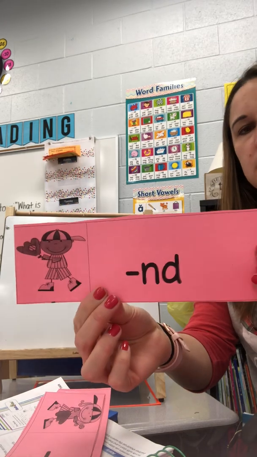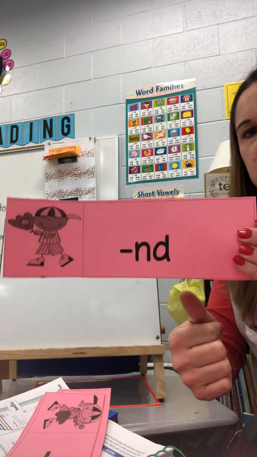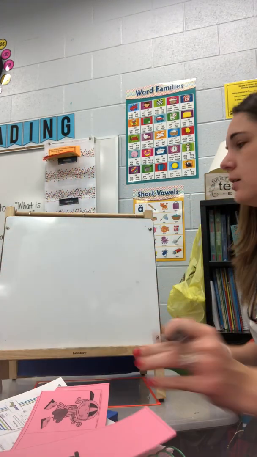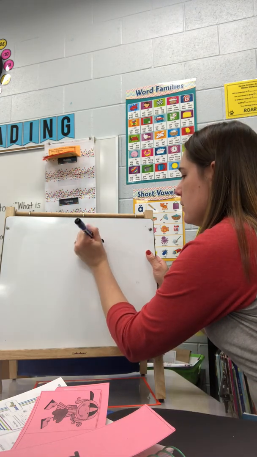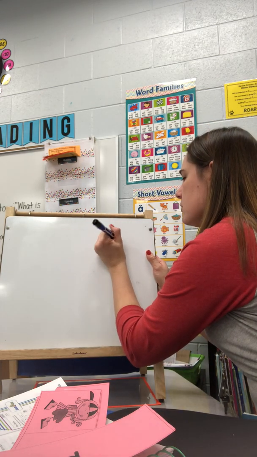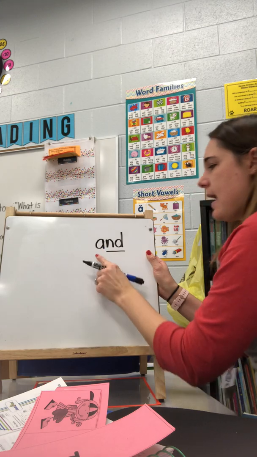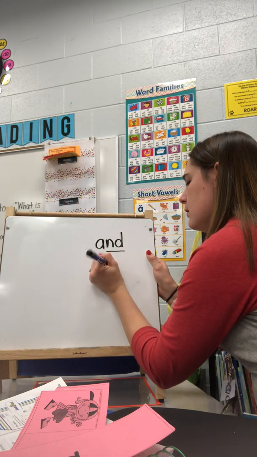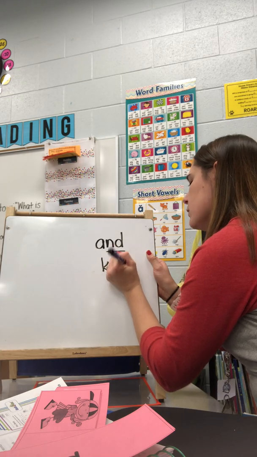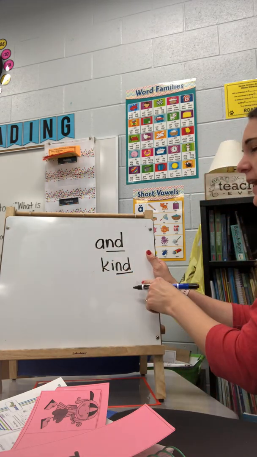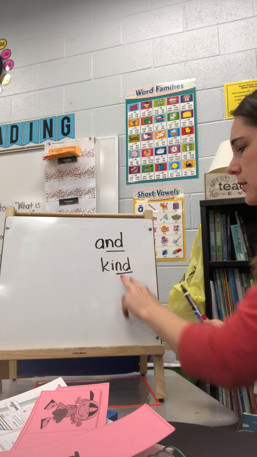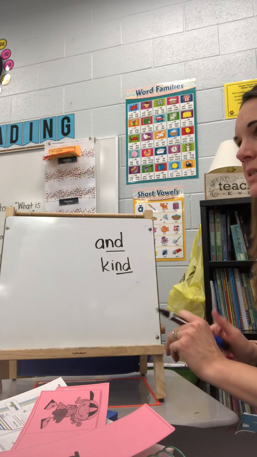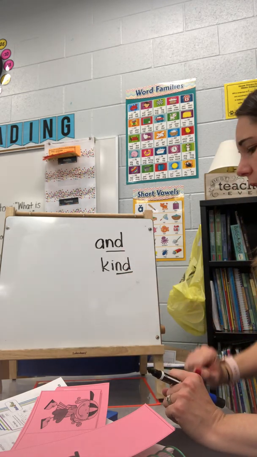Another ending blend: and. And. An easy sight word that we know that uses this ending blend is and. We could also use the word kind. Hear that ending blend? And. Kind. So those are some ending blends.